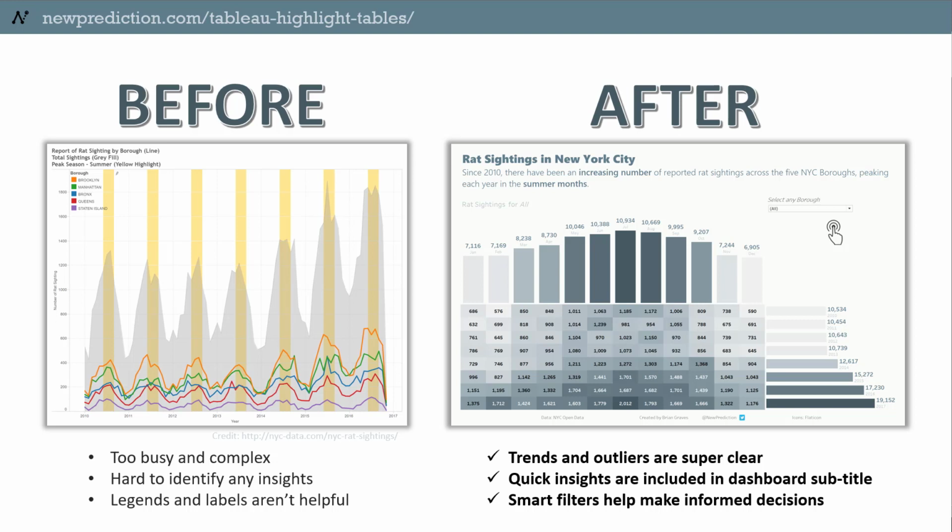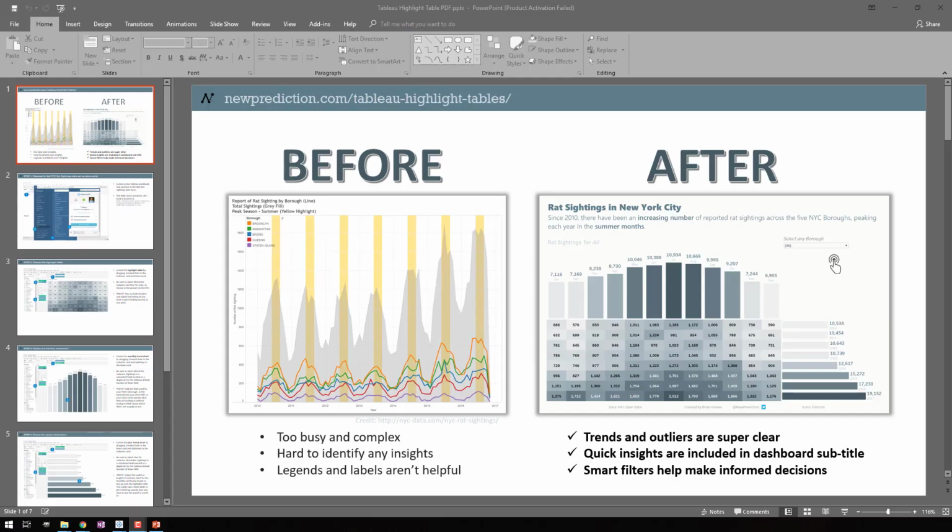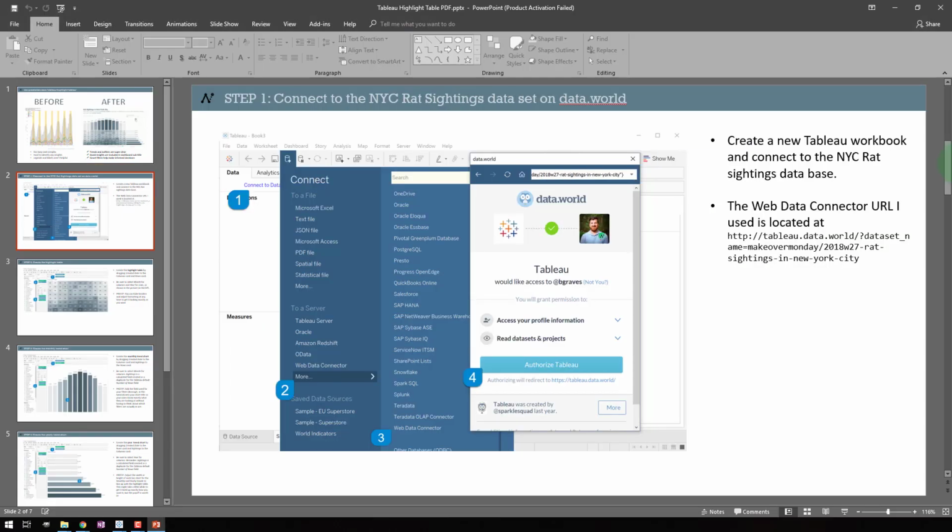So before we get into the video, I want to quickly review the actual steps themselves. First off, we're going to connect to the NYC rat sightings dataset on data.world. Quick note there, you may need to create a profile on data.world. That's where the dataset lives that we're going to be connecting to.